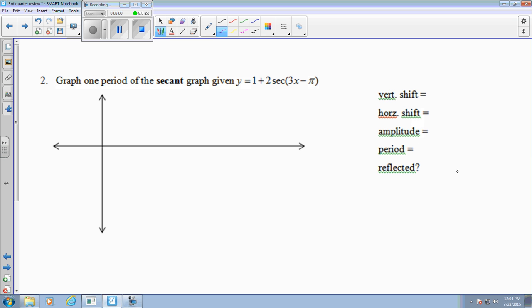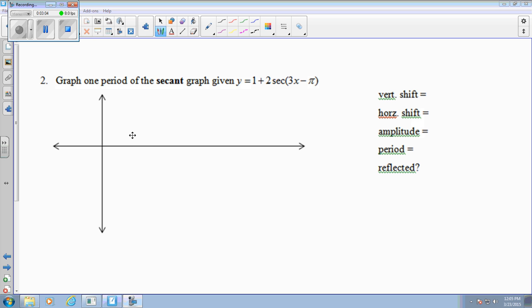Same kind of thing here. And so let's take a look at this one now. First thing we have to do is we need to get it in standard form. So I'm going to write this as y equals 1 plus 2 secant. Pull the 3 out of parentheses, and I get 3 times the quantity of x minus pi over 3.